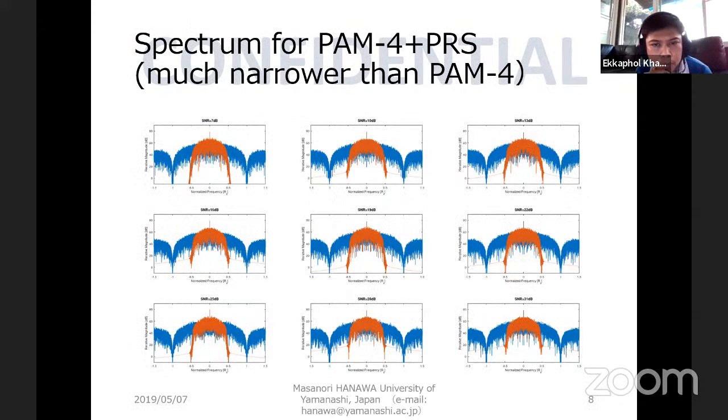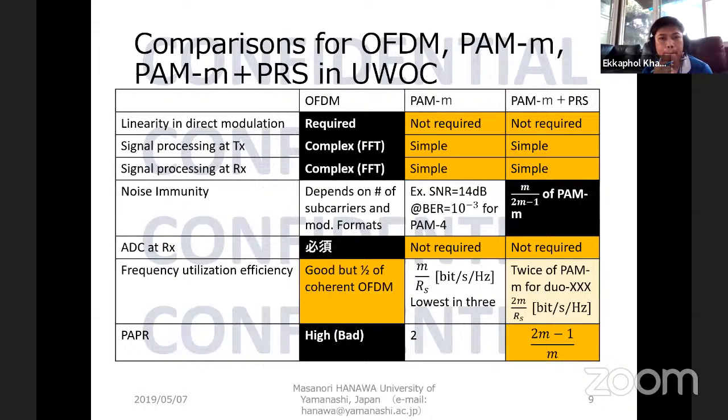We can make the bandwidth very, very narrow, as you can see here. We can halve the transmission bandwidth. Then I want to compare this scheme with other schemes in the UWOC transmission experimental test setup.